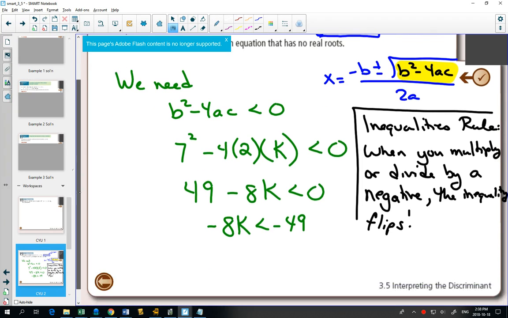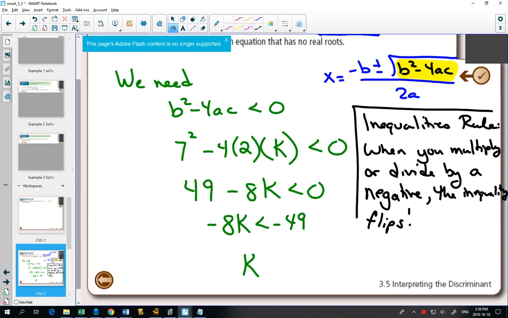Now, if I want to get k by itself, I have to divide by negative 8. And I'll get 49 over 8. K has to be bigger than 49 over 8. So whenever k is bigger than 49 over 8, we will have that this has no real roots.